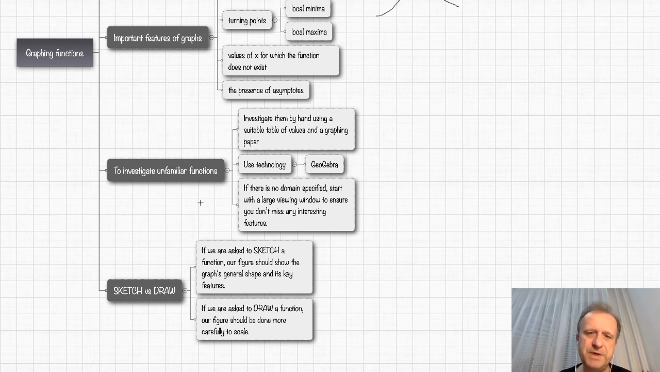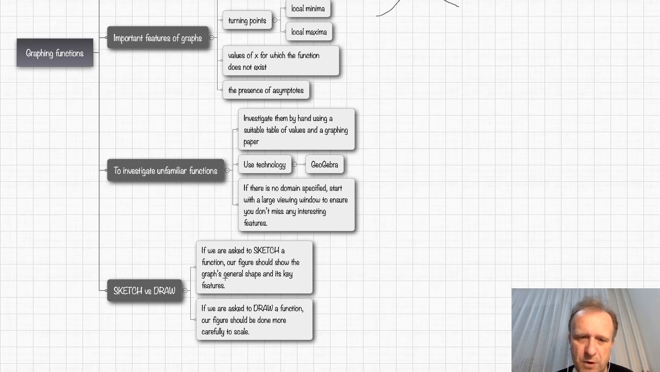Okay, now let me finally describe the slight difference between these two words. If you are asked to sketch versus draw the graph, what is the difference? If we are asked to sketch a function, our figure should show the graph's general shape and its key features. It doesn't have to be very precise. It doesn't have to exactly pass through the points calculated using the formula describing the function. It has to be qualitative.